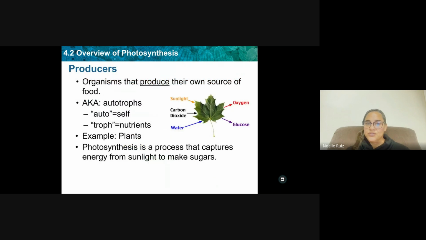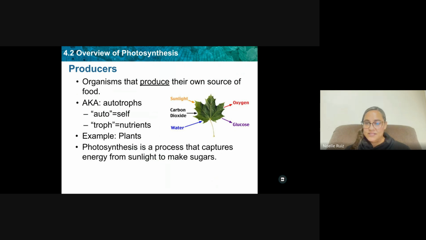So, producers are organisms that produce their own source of food, not like cook it like we do, but actually within their own cells produce food. So, they're also called autotrophs. The prefix auto means self, like if you're writing an autobiography, a story about yourself. And then troph translates to nutrients. So, they're making these nutrients for themselves.